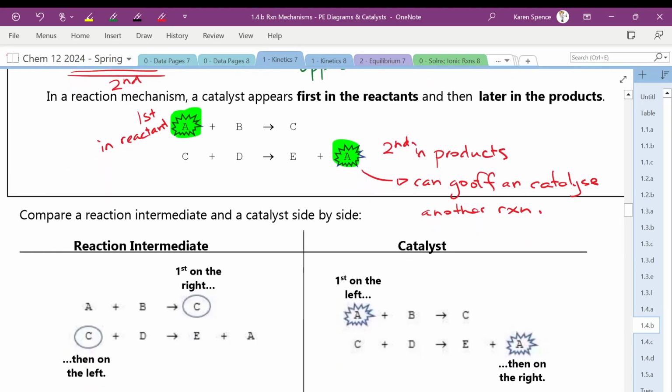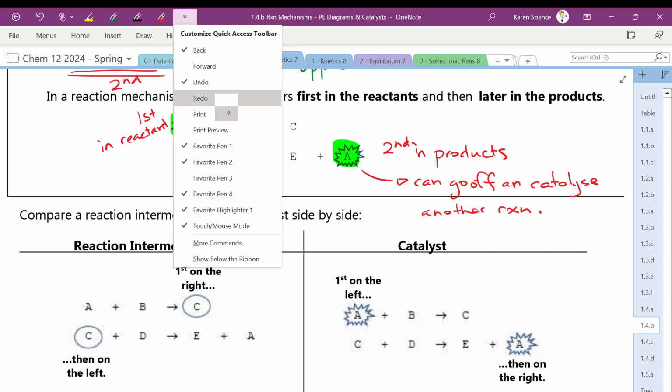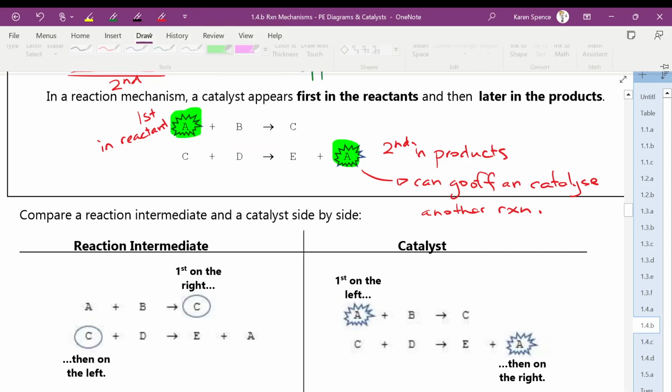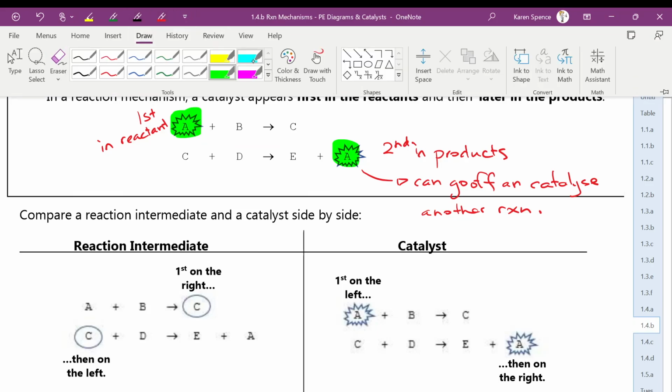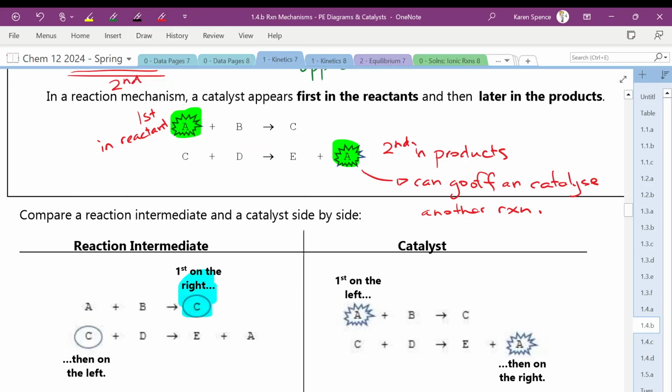So let's compare the two. Reaction intermediate appears first on the right, then on the left. A catalyst appears first on the left and then on the right.